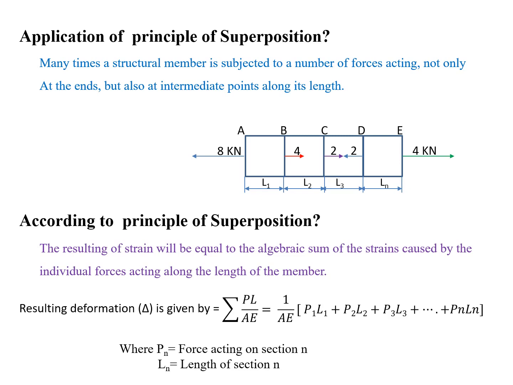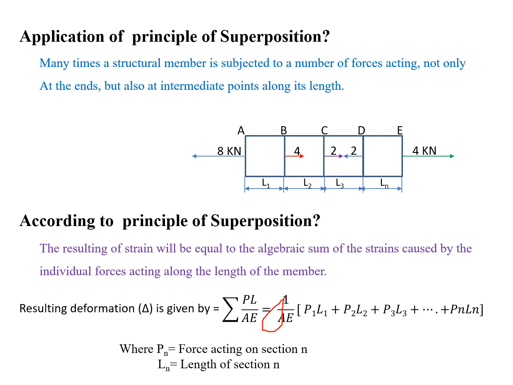Here we are considering that the cross-sectional area is equal for all the members, and the member has the same material, so E is common. Then A1, A2 up to An should be equal to A. Similarly E1, E2 up to En should be equal to E. Then here 1 by AE is common, so it should be 1 by AE times the summation of P1 L1 plus P2 L2 plus P3 L3 up to Pn Ln.